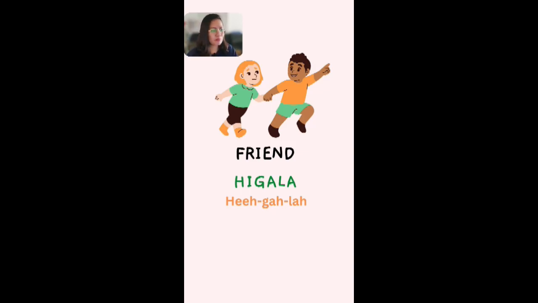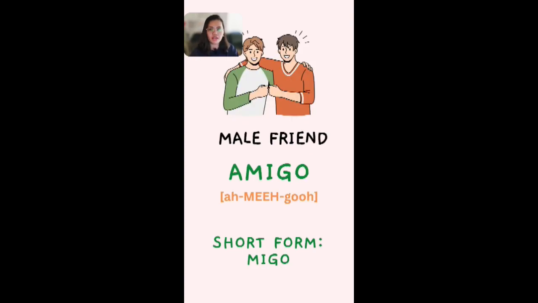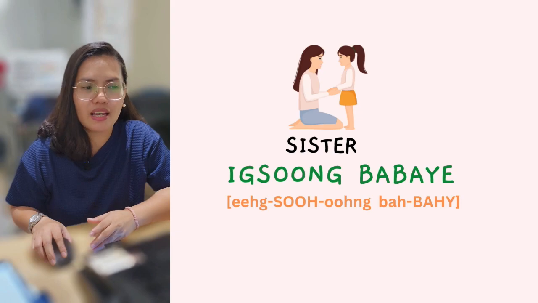Next one, female friend, which means amiga. The short form is miga. Next one, male friend. Male friend is amigo. The short form is migo. Sister is igsuong babae.